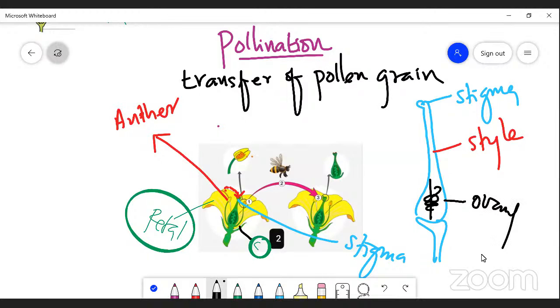So I have drawn the structure in order to understand where the stigma is. Stigma is the region where the pollen grains are deposited. So the transfer of pollen from anther to stigma is called pollination. Now, pollination is broadly divided into two types. They are self-pollination and cross-pollination.